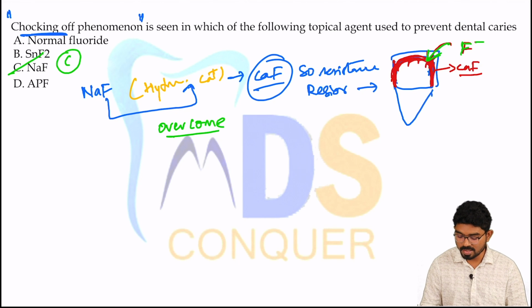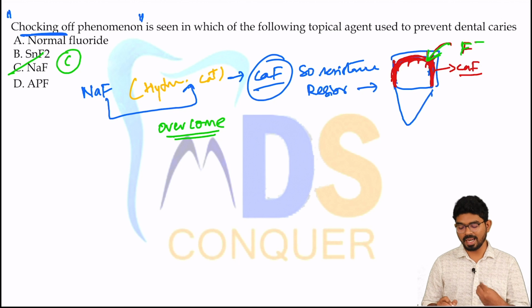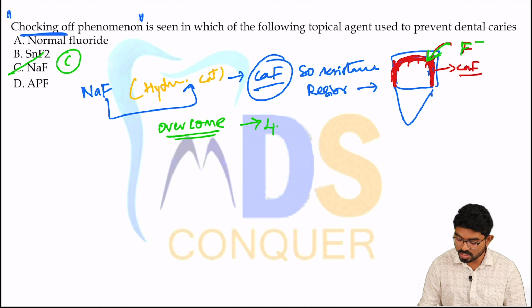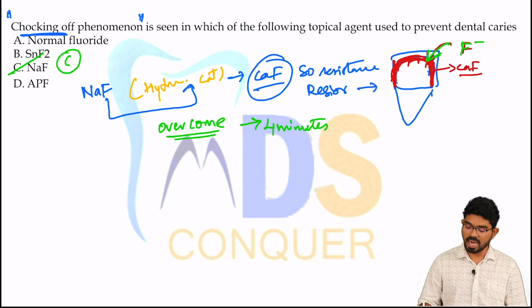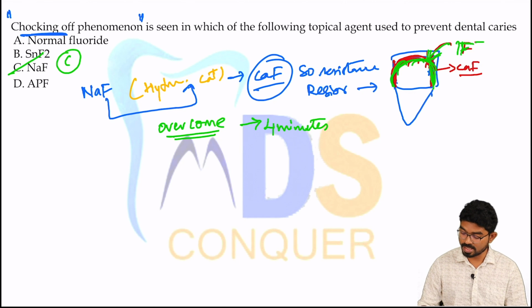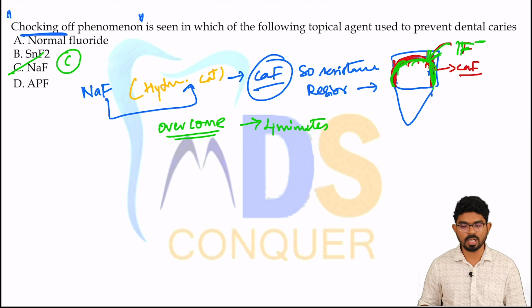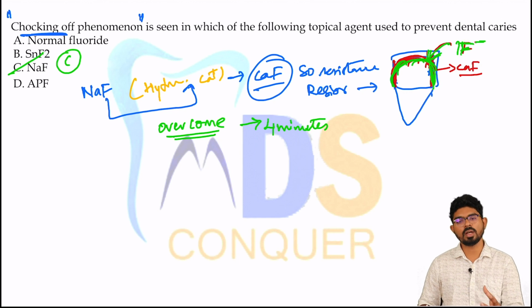Very simple. So that is the reason why whenever you apply NaF, you have to wait for 4 minutes to dry off. So when it dries off, what happens? It's going to dissolve in the oral fluids. This CaF is going to dissolve in the oral fluids, and this red color area will be removed. Okay, and the fluoride outside will be entering inside. So this is the chalking off phenomenon, what precautions we have to take to avoid this.